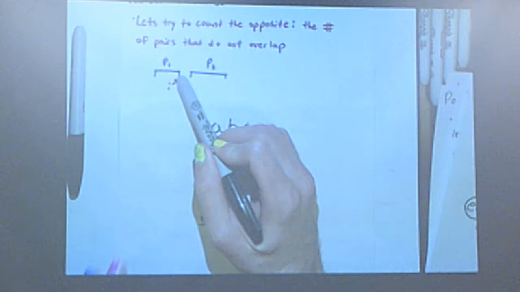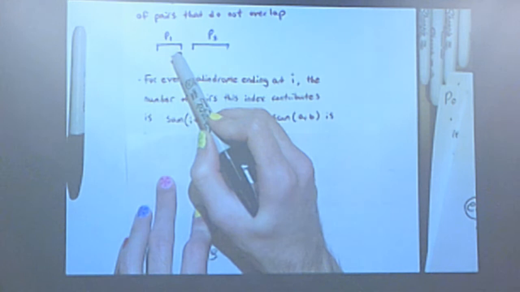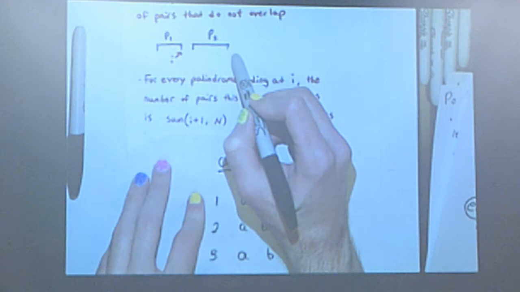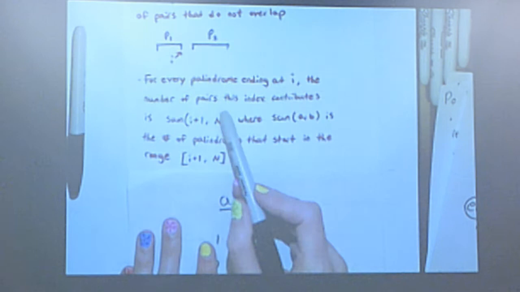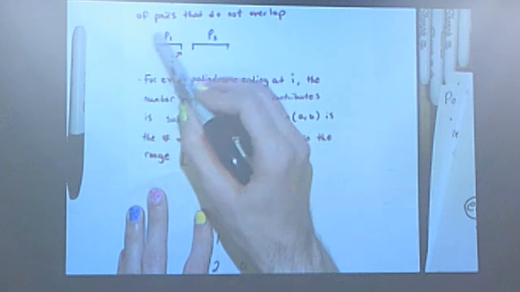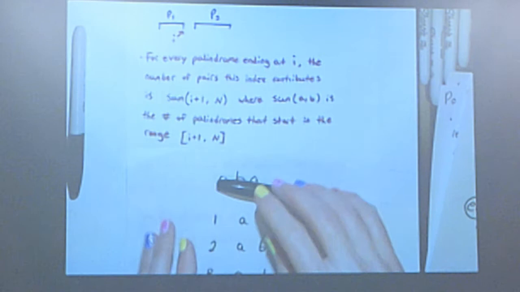If we knew for some index I how many palindromes ended at I, then the number of palindromes that these compare with will be all the palindromes that start after I. So for every palindrome ending at I, the number of pairs this index contributes is going to be the sum of the palindromes that start from I plus 1 to N, times the number of palindromes that end at I.